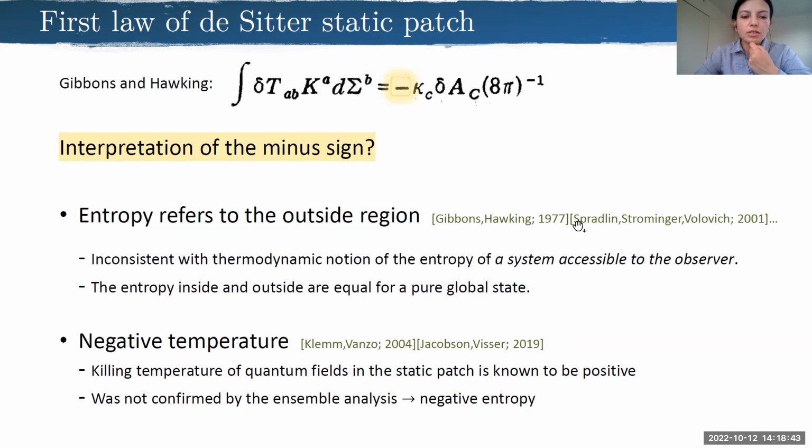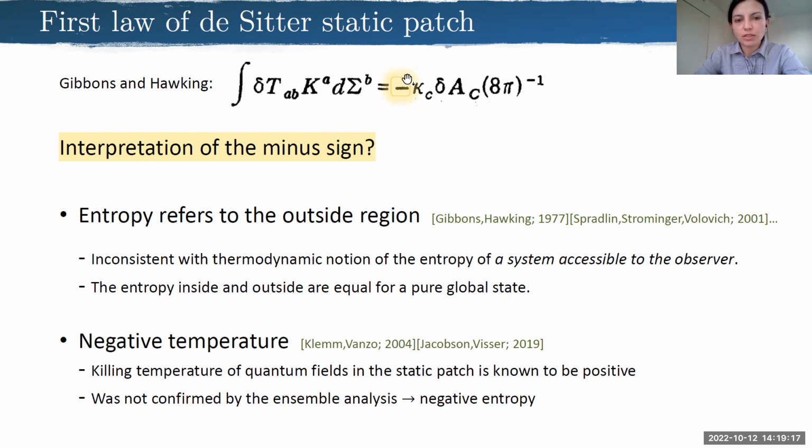Well, this interpretation is kind of inconsistent with the thermodynamic notion of the entropy of a system that is accessible to the observer. And also, if the global state on the slice of the de Sitter space is a pure state, the entropy of the inside of the static patch should be equal to the entropy of the outside. So we did not know what to make of this argument.